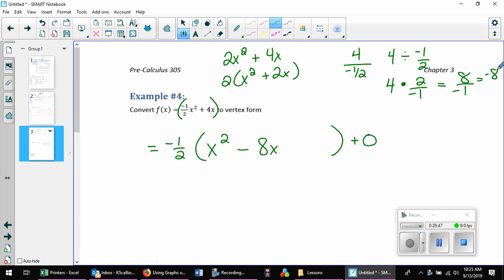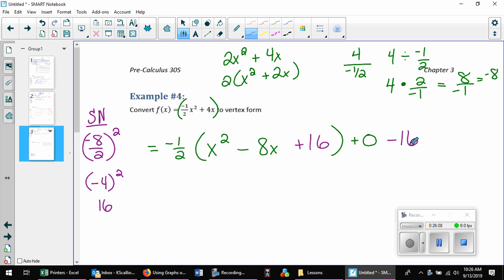Okay. All right. So back to this. A side note. So I'm going to take -8 divided by 2, square it. -4 squared is a +16. So +16 minus 16. What do I get to do to that -16? -1/2. And so we are at -1/2.